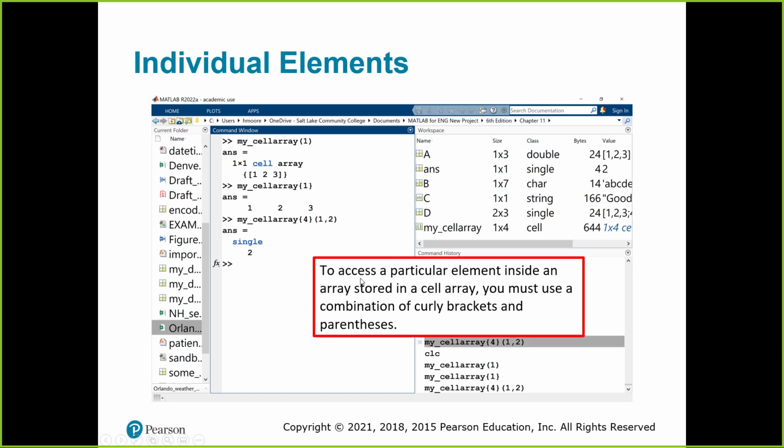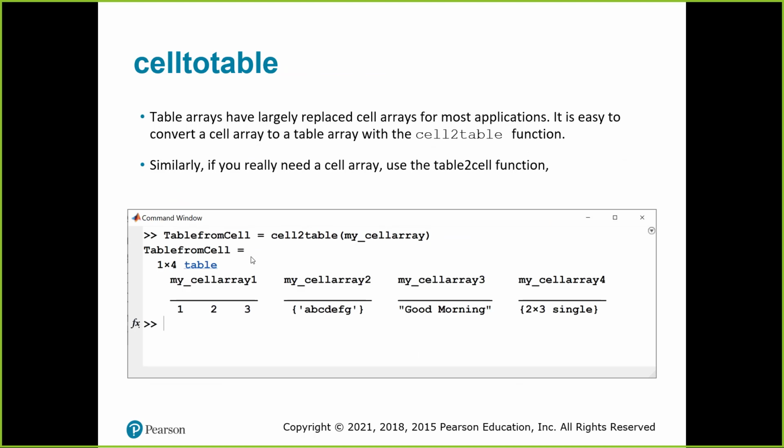To access a particular element inside of a cell array, you must use a combination of curly brackets and parentheses. This is telling it to go into my cell array, look on the 4th page, and give me the first row, second column, which is 2. That's cool. Confusing, but cool.